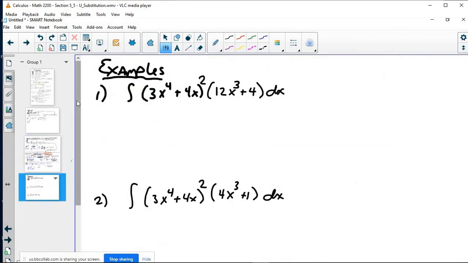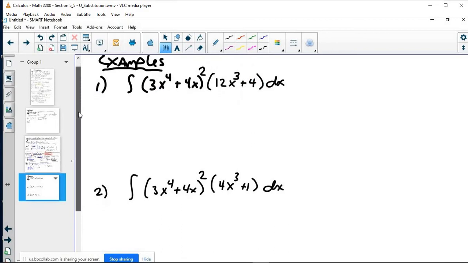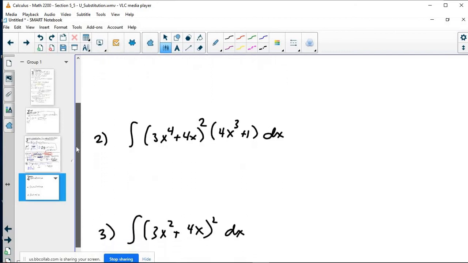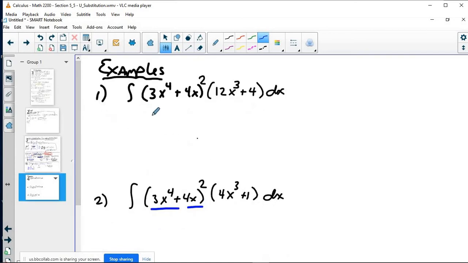So I want you to see these 3 examples. I've got 3x to the 4th plus 4x squared, 12x cubed plus 4. I've got 3x to the 4th plus 4x all squared, 4x cubed plus 1. And I've got 3x to the 4th, this is supposed to be the same exact thing here, 3x to the 4th plus 4x squared dx. All right? So notice they're very, very similar. They all have the same kind of basic thing.